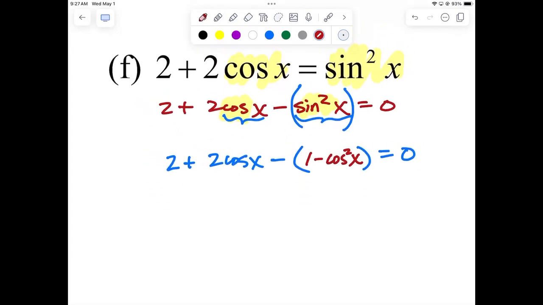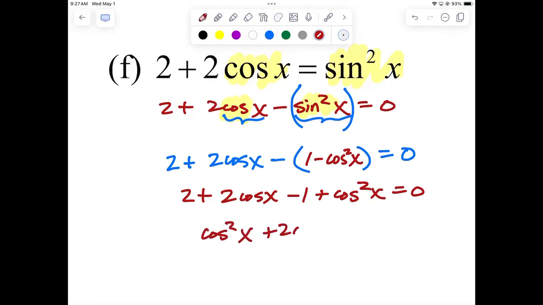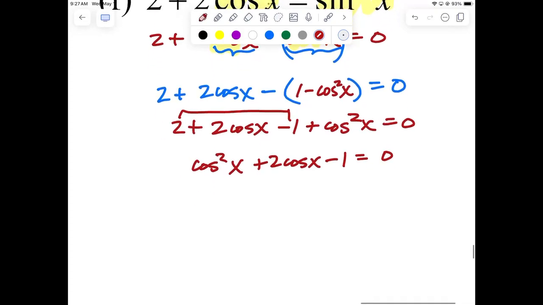All right, let's see if we can finish this one here before the bell gets us, because we're in here a short amount of time. If I distribute, I get minus 1 plus cosine squared. And now I write it in descending order, and I get cosine squared of x plus 2 cosine of x, and I get 2 minus 1 is minus 1 equals 0. So then I factor it. That's cosine of x, 2 minus 1. Oh, it's plus 1. Yeah, thank you. So it's cosine x plus 1.